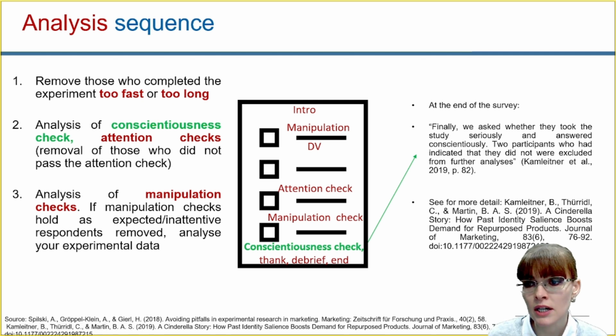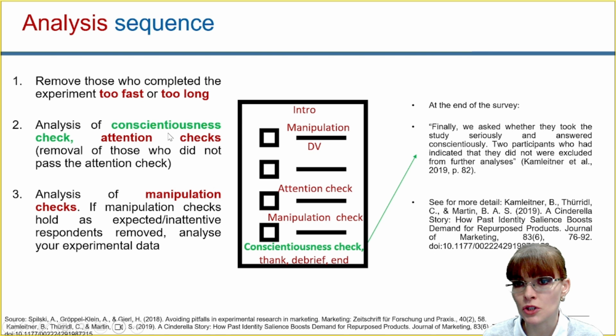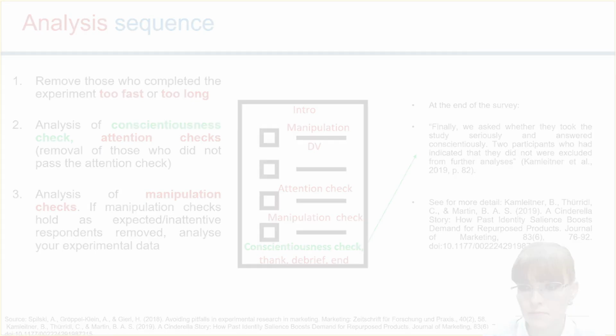Why would I do that? Exactly for the same reason: if you find that after the analysis of the attention check you move to the conscientiousness check and there are some people you have to exclude, it means you basically wasted your time. So this is my preferred sequence if I have a conscientiousness check, attention check, and manipulation check in my research experiment.